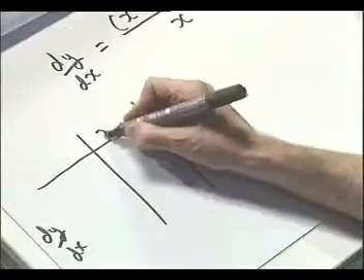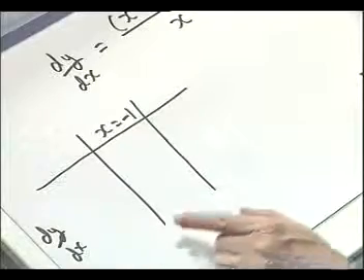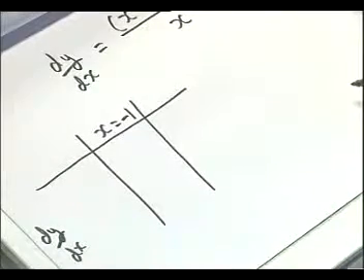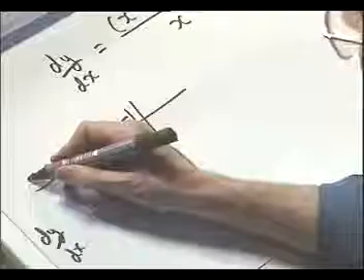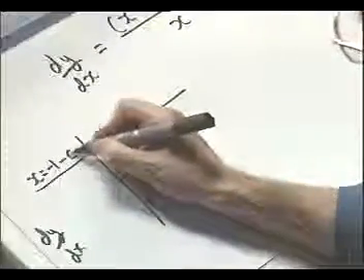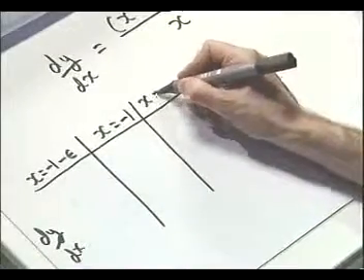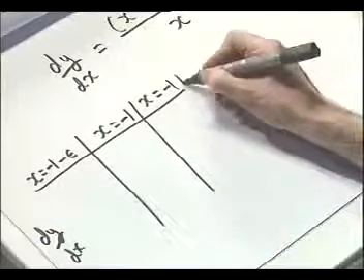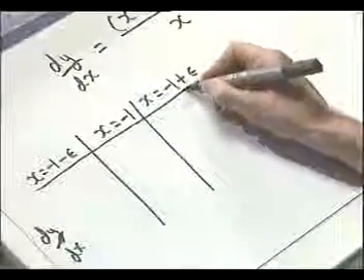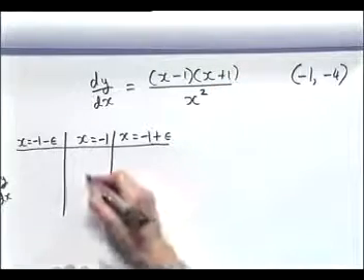And we're looking at it at the point x equals minus 1 as we pass through that point as x increases. So we want to know what's happening a little bit before that, minus 1 minus epsilon, and a little bit after that, minus 1 plus epsilon. Well, we know that when x is minus 1, dy/dx is 0, because this factor here is 0.